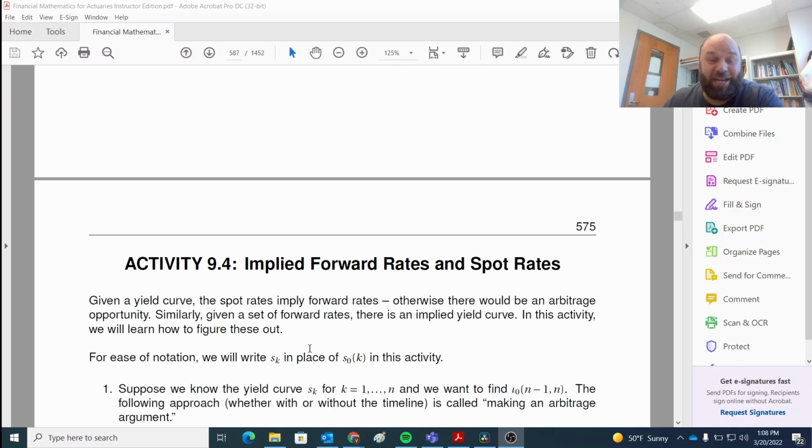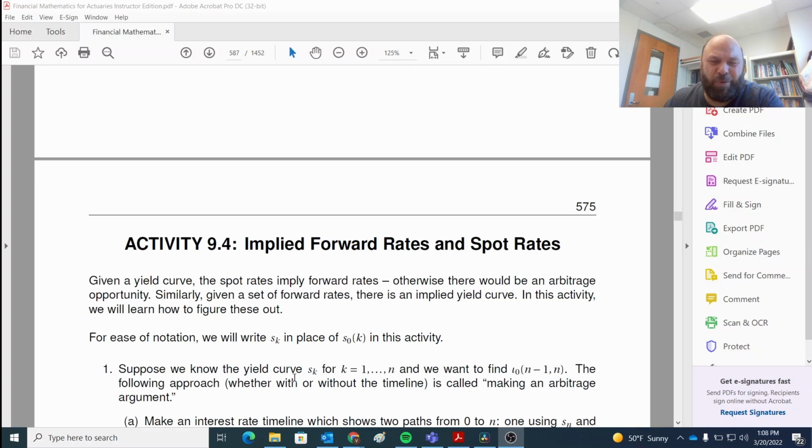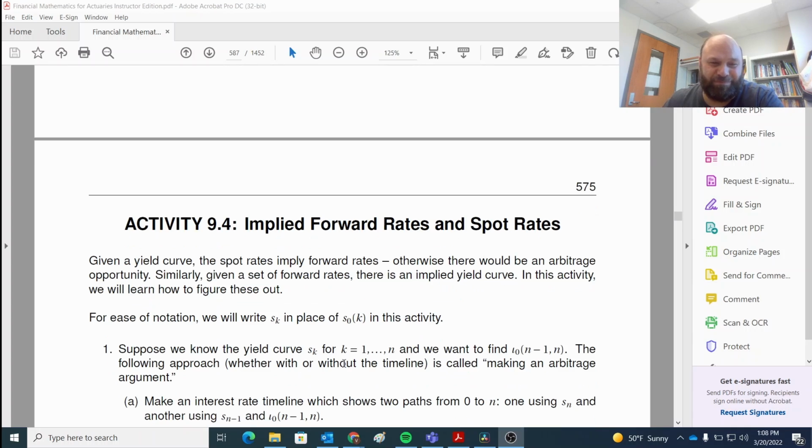Notation-wise, I think I mentioned this in an earlier video, but now we're going to write S sub k in place of S_0 of k. It's just more convenient because we're going to be writing a lot of those. So suppose we know the yield curve, or the term structure, for k equals 1 up through n, and we want to find all the 1-year forward rates. We're going to make an arbitrage argument to write an equation relating the yield curve to the forward rate.